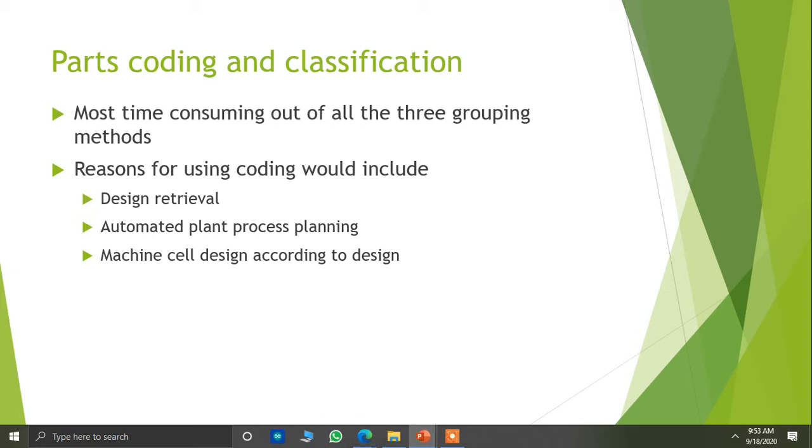Guys, are you there? Yes, sir. Okay. So that's a kind of design retrieval. There you have to use the codes the most, right?